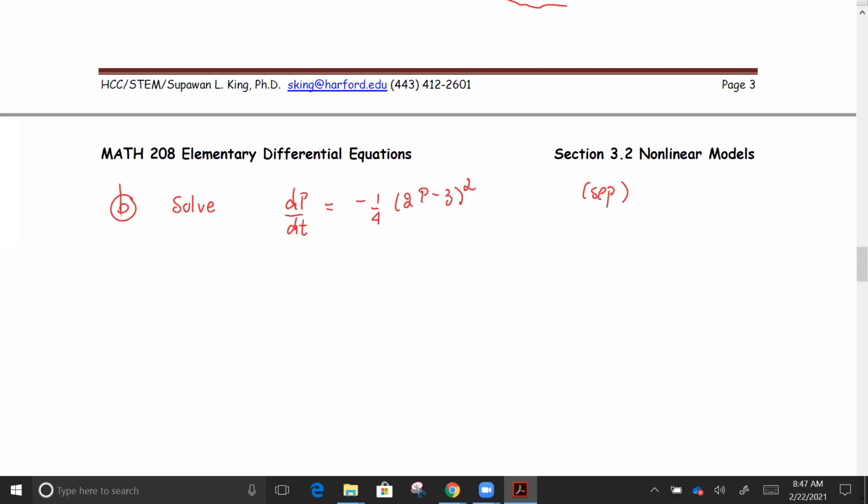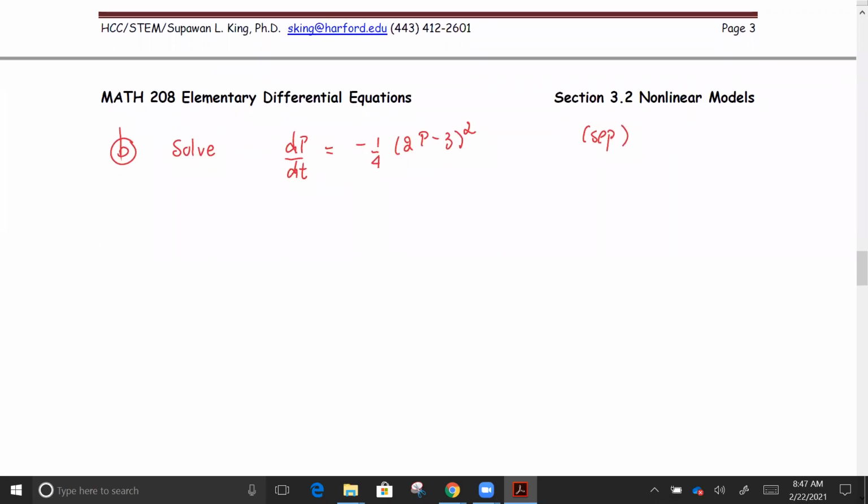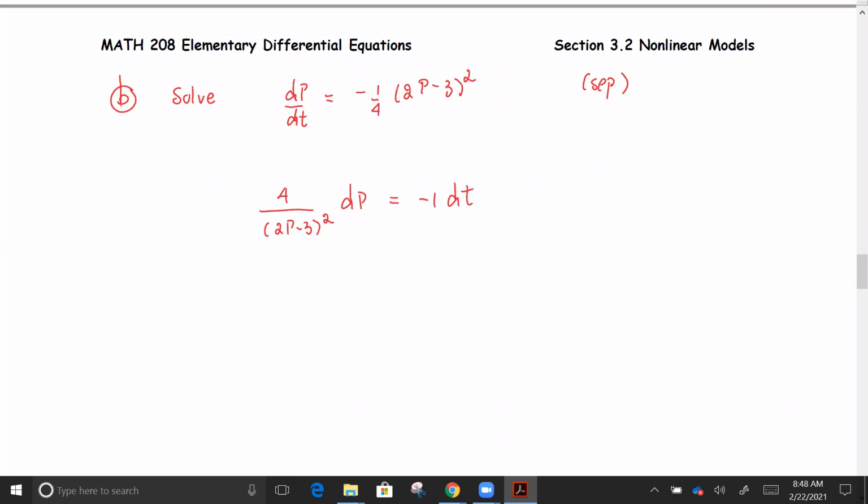With the separable equation, we're going to separate them totally, the P and dP on one side and dt on the other side. I'm going to keep the negative sign on the right and take the 4 over for convenience. So 4 divided by (2P minus 3) squared dP equals negative 1 dt. You can rearrange either way as long as you use the same technique as a separable equation.